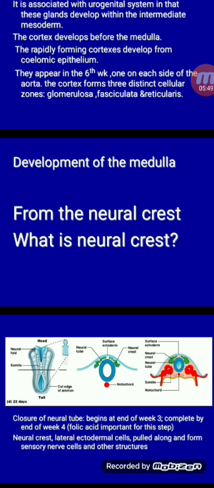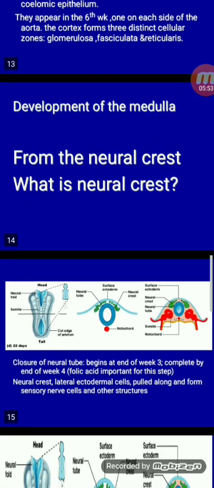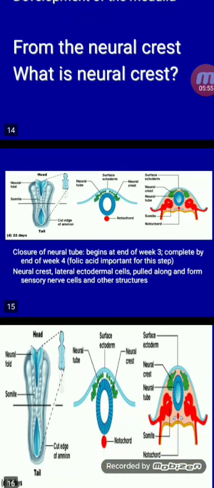The medulla from the neural crest. What is neural crest? This is very important to know about the neural crest. We mentioned it on other occasions. Take a look at the neural tube.